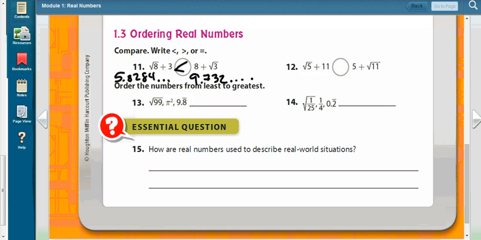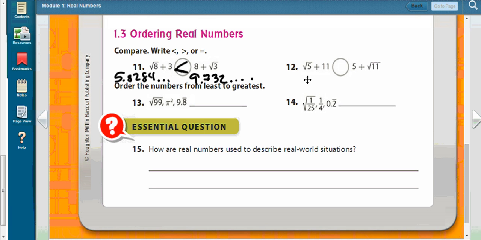The point is, you can tell that the right side is greater than the left side, and since the alligator mouth is always going to eat the larger quantity, you're going to have the alligator mouth open to the right. So this should say overall that the square root of 8 plus 3 is less than 8 plus the square root of 3.